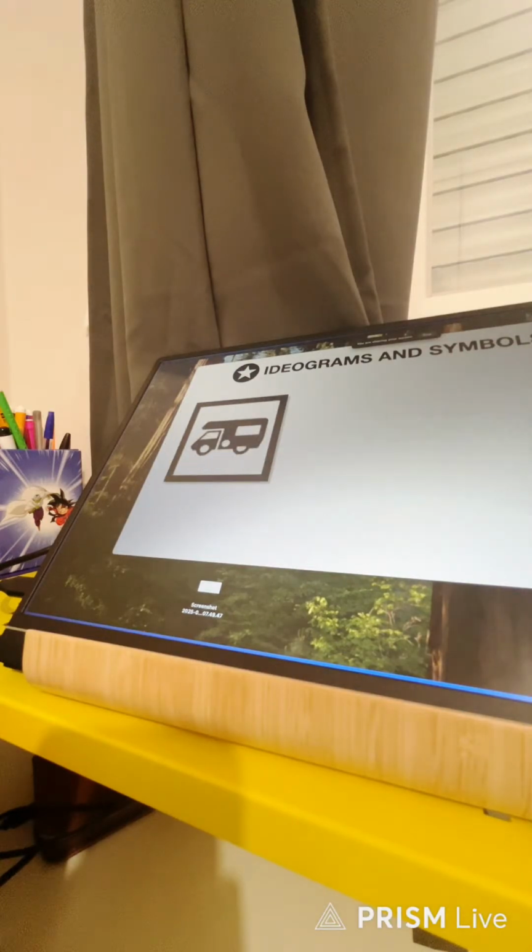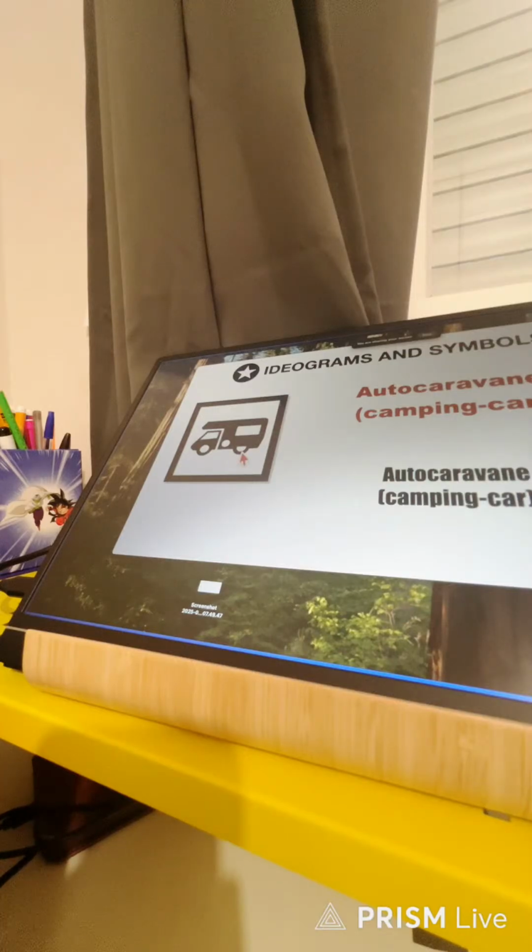Okay. Then this symbol is auto caravan. Anywhere you see this symbol, you know that this place is a reserved place that auto caravan also can use. Okay, or a camp. The auto caravan is the same thing. It's the same as camping car.